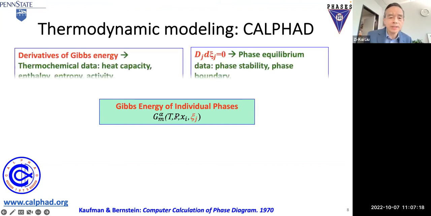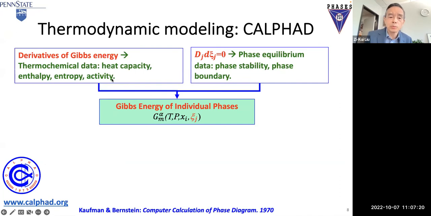In this kind of modeling, we start with the quantities we measure. We measure the derivatives of the Gibbs energy: heat capacity, which is the second derivative; enthalpy and entropy, the first derivatives; and activity, which is also a first derivative related to the chemical potential. And they also measure the phase equilibrium data. They put them together and develop a Gibbs energy.